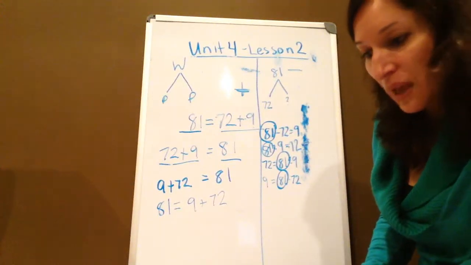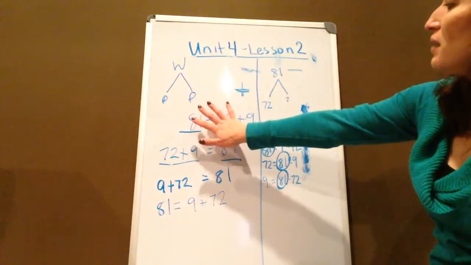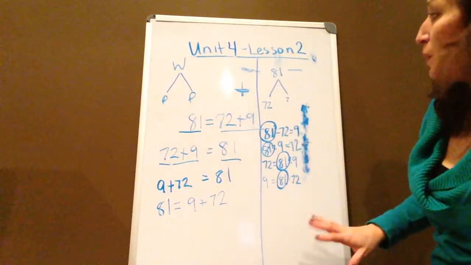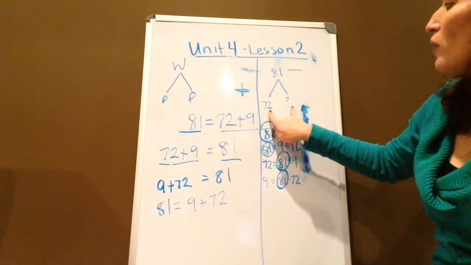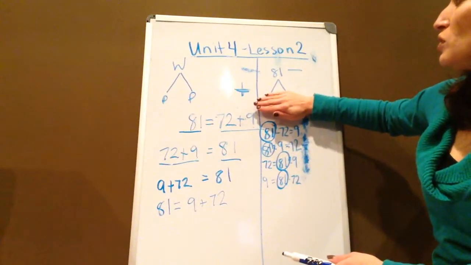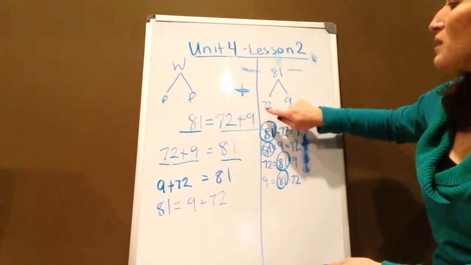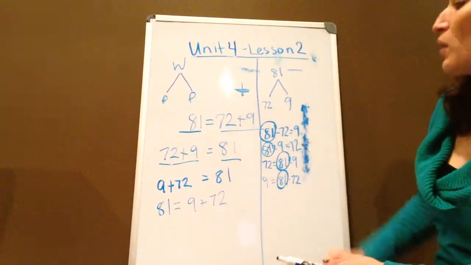Okay? Now, we've talked about how adding is putting things together, and subtracting is breaking them apart. My whole number is 81. I could break it into these two parts, 72 and 9. I could break it into other parts too. I could break it into an 80 and a 1. I could break it into a 73 and an 8. There's lots of different ways I could break it, okay?